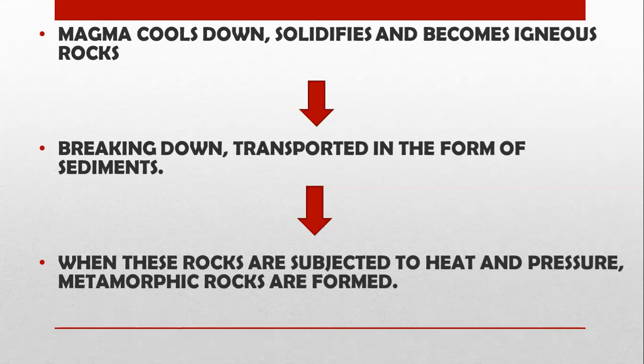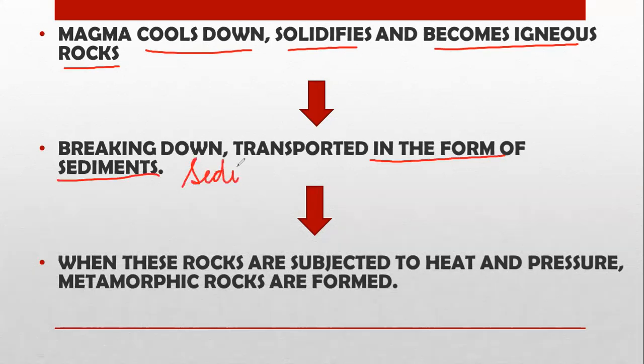So the first step is magma cools down, it solidifies and becomes igneous rocks. When there is a volcanic eruption, lava flows down, it cools down, it solidifies, it becomes solid and leads to the formation of igneous rocks. When these igneous rocks undergo erosion or when they break down and get transported in the form of sediments, they lead to the formation of sedimentary rocks. So when erosion occurs on igneous rocks, it leads to formation of sedimentary rocks.